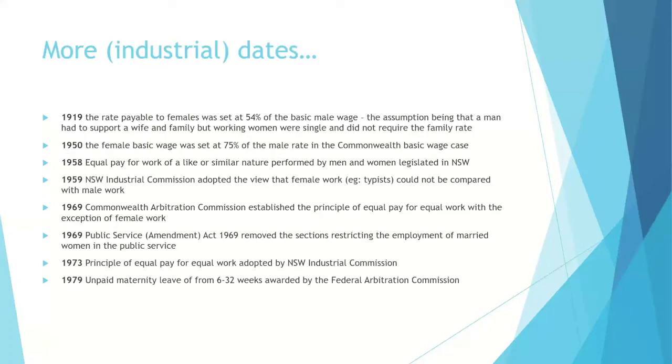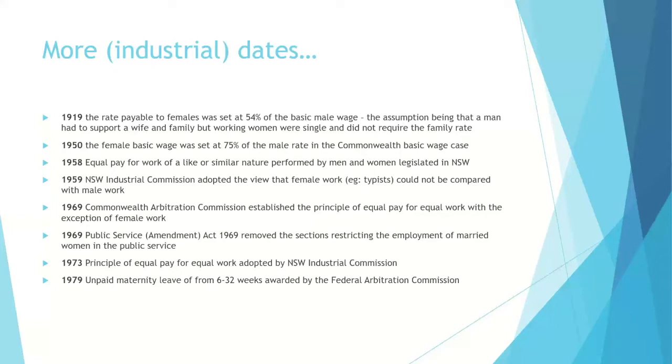The 20th century is more about those industrial things that happened to make equal work for equal pay become a reality. So in 1919, the rate payable to females was set at 54% of the male wage. The assumption being that men had to support wives and families, single women who were working were single and didn't require that family rate. By 1950, the basic wage for females was set at 75% of the male rate.